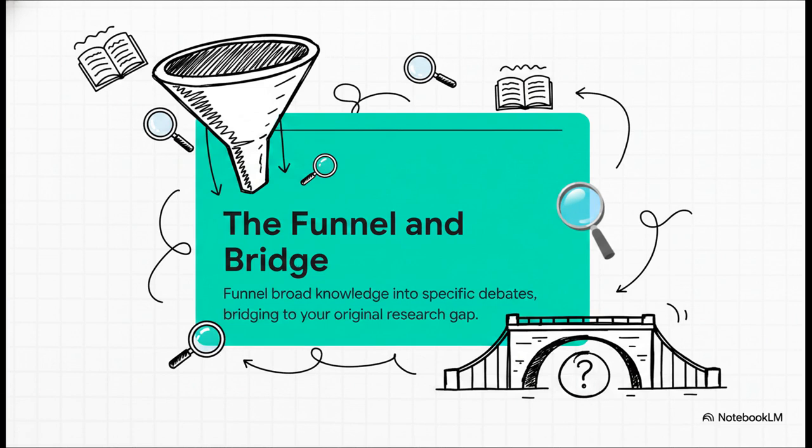It should funnel the reader from existing, broad, historical knowledge at the top, steadily narrowing down into the current, highly specific debates at the bottom. Then, once it's narrowed down, it has to act as a sturdy bridge, guiding the reader directly from those debates, across the chasm, and right into the specific gap that your own original research intends to fill.